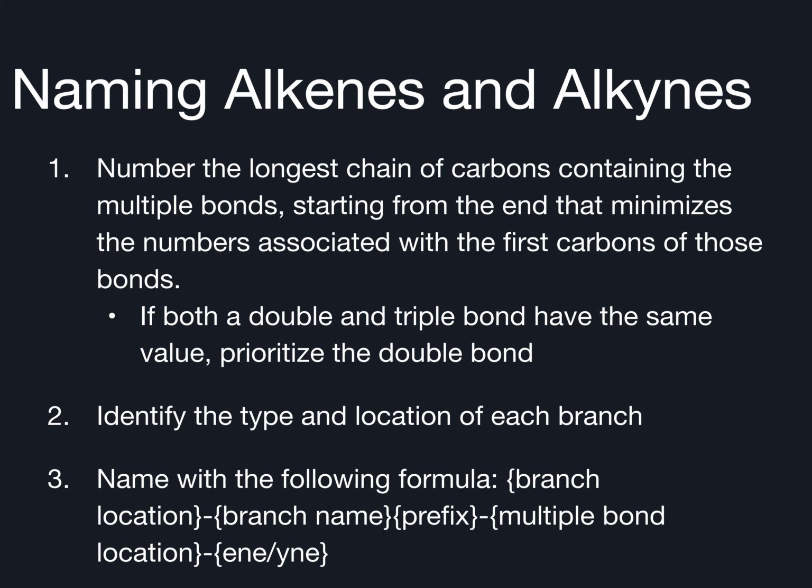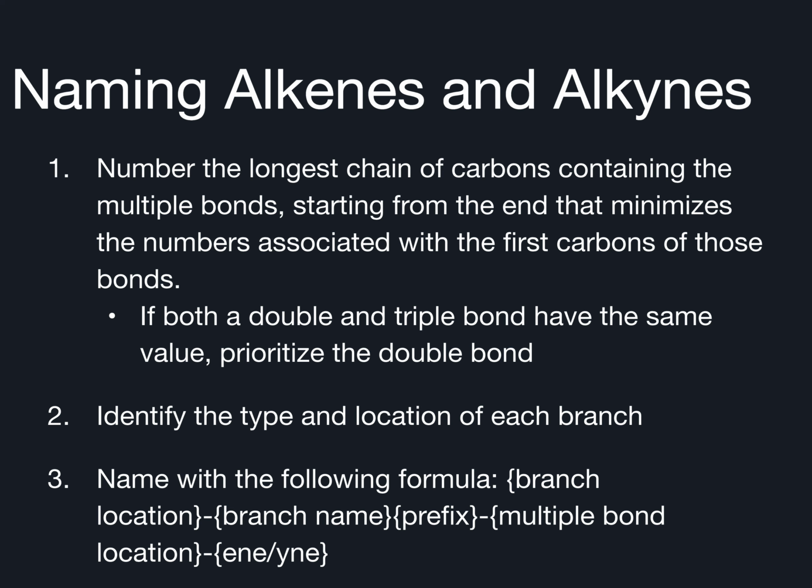Because what happens with alkenes and alkynes is that the double bond and the triple bond are more important to the chemical's properties than any branches it has. So whereas with alkanes we prioritized having the lowest number on all of the branches, with alkenes and alkynes we are going to prioritize having the lowest number on the double bond or the triple bond.